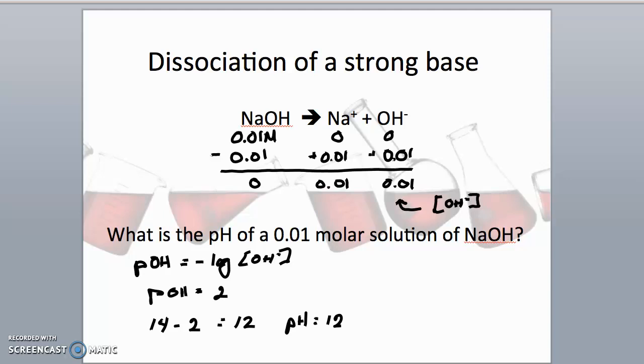For this example, I would calculate the pOH first by taking the negative log of 0.01 to get pOH of 2. 14 minus 2 will give us our pH of 12. And it's basic, as we expected.